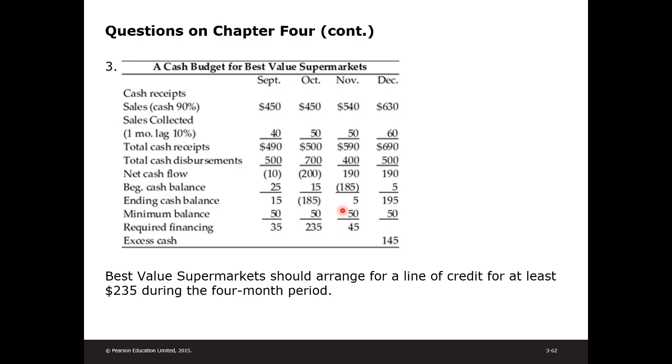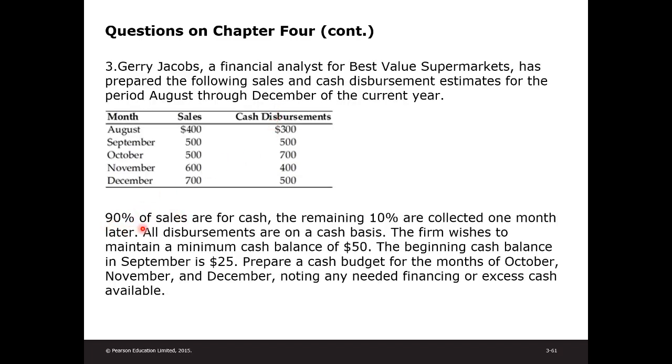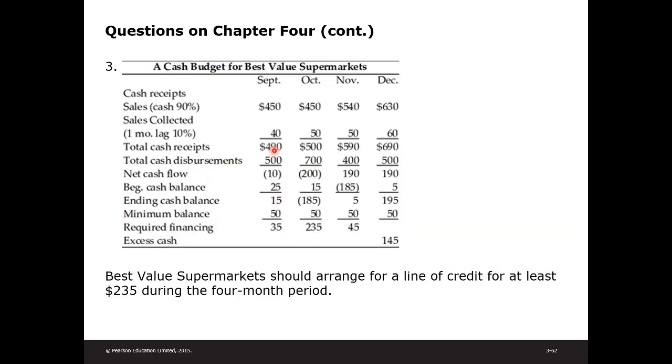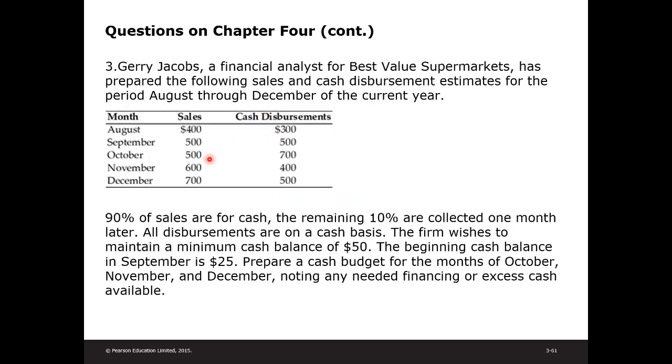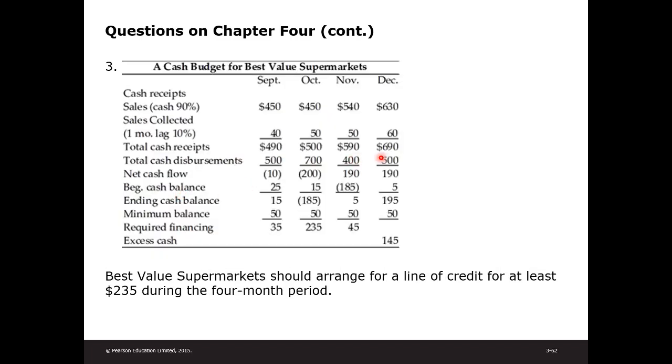So first of all, we need to calculate the total cash receipts, and in order to calculate it, we need to calculate the cash sales first, which will be, as we said before, 90% of the sales in cash. So the cash sales for September will be 500 multiplied by 90%, which will give us $450. Okay, and for October it will be the same thing, 500 multiplied by 90%, and November 600 multiplied by 90%, and December 700 multiplied by 90%, which will give us 630 for December.